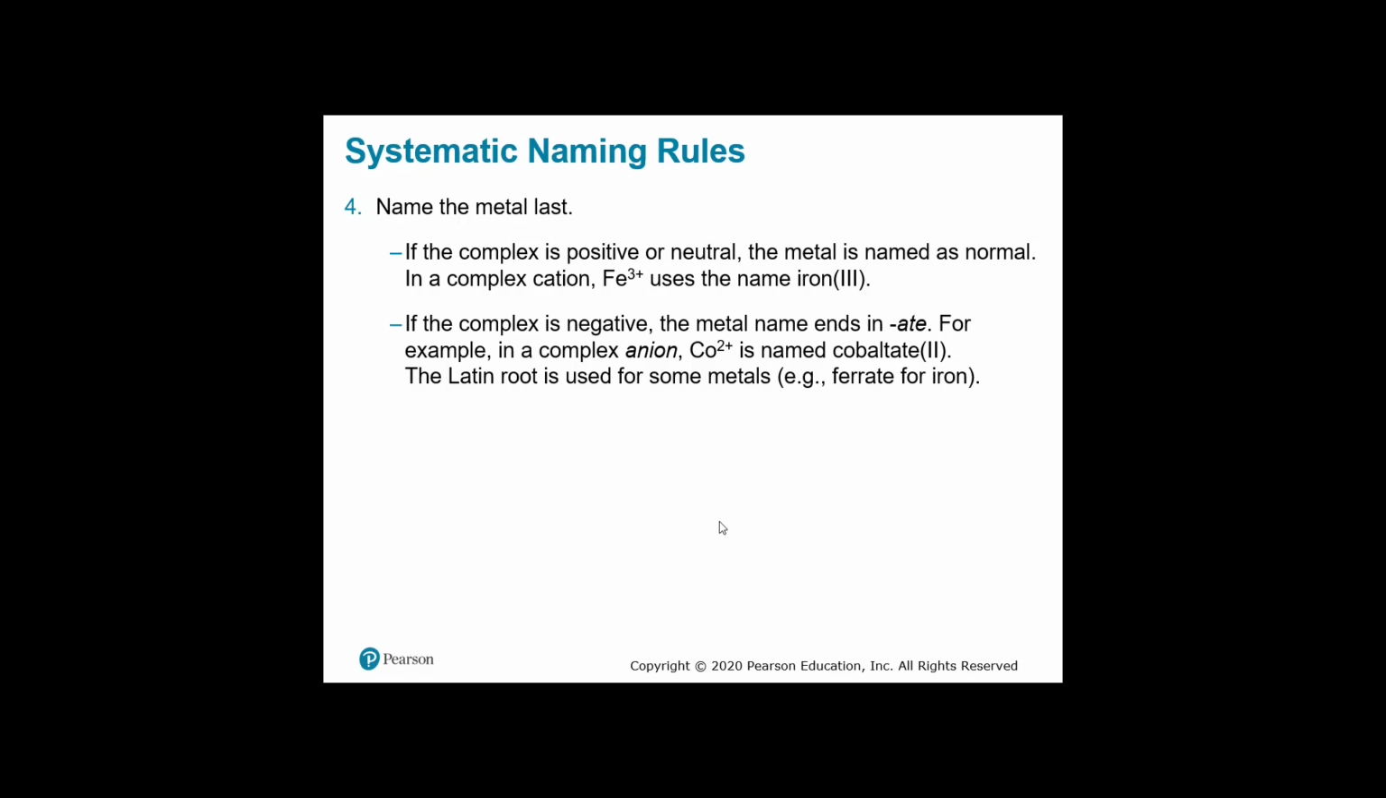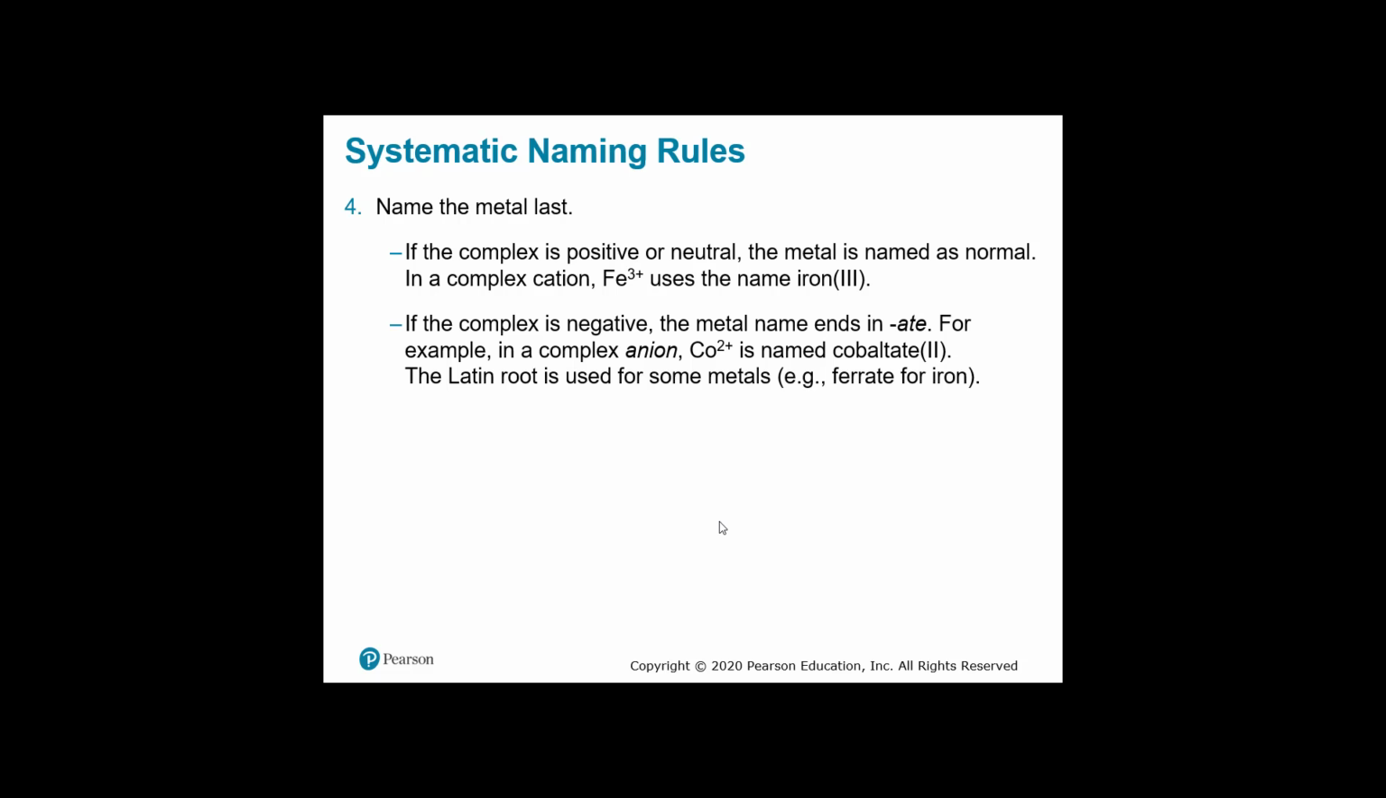Of course we're going to go through some of these. Name the metal last. So the metal is last. Name all the ligands first, metal is last. If the complex is positive or neutral, the metal is named as normal. So in a complex of iron 3, we would name it iron 3. However, there is a different name when the complex is negative.